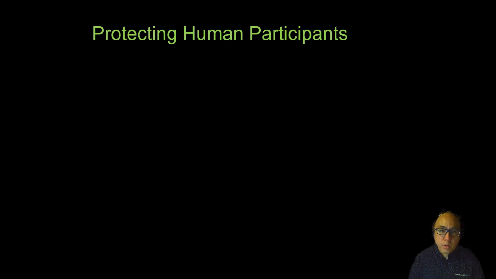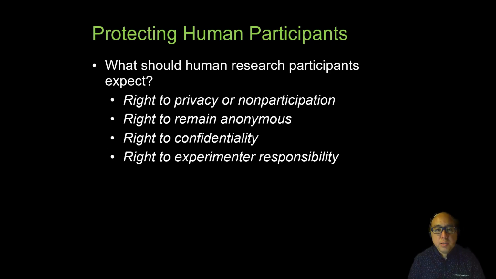So as a result of these ethical principles and guidelines, human participants have expectations that include the right to privacy, the right to choose whether or not to participate in the study, the right to remain anonymous, the right to confidentiality of their data as well as their identification information, and the right to the responsibility of researchers to ensure the health, safety, and well-being of these human research participants. All of these expectations should be communicated through what's known as an informed consent form.